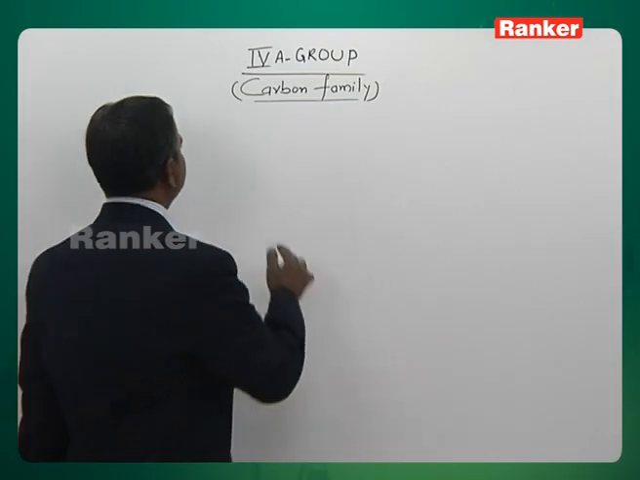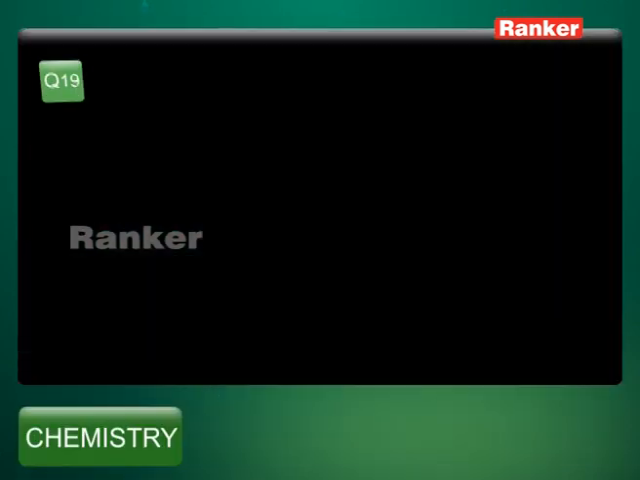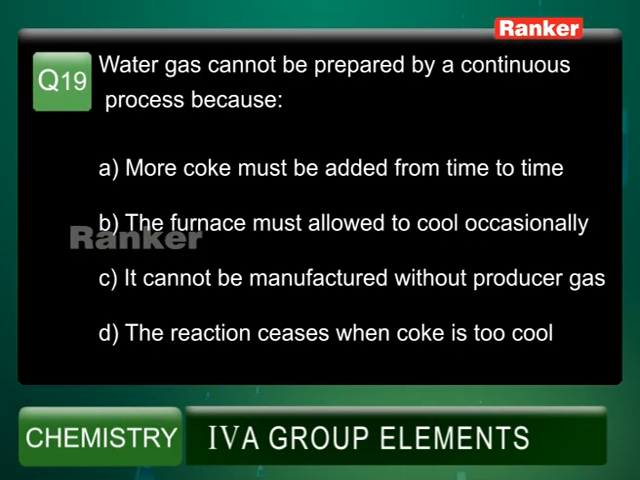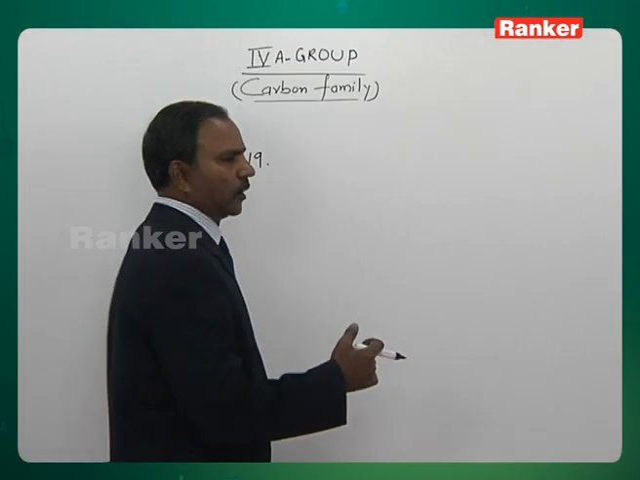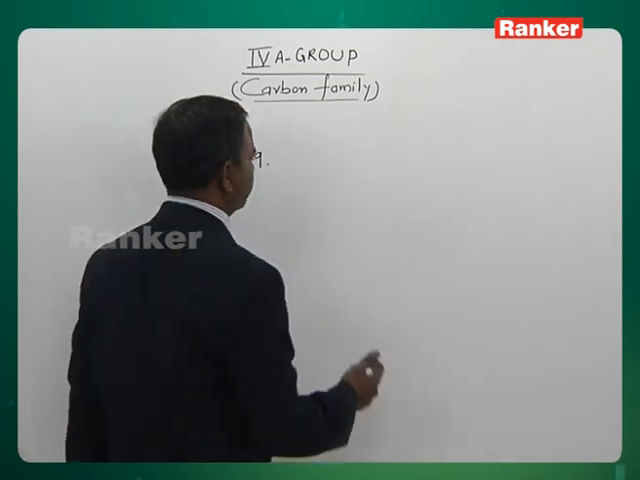Question number 19: water gas cannot be prepared by continuous process because A, more coke must be added from time to time; B, the furnace must be allowed to cool occasionally; C, it cannot be manufactured without producer gas; D, the reaction ceases when coke is too cool. This is talking about water gas.